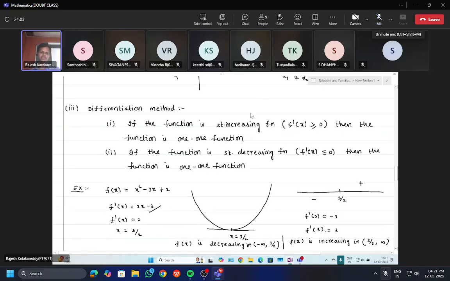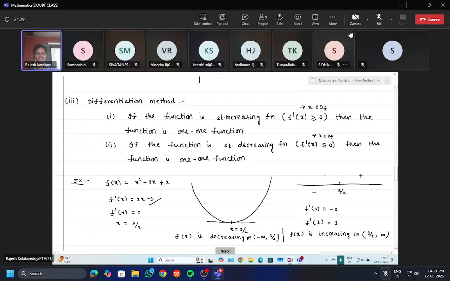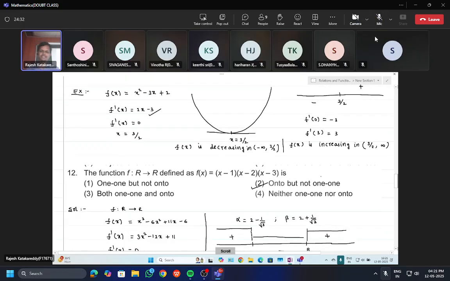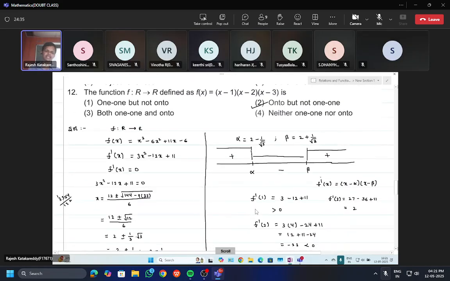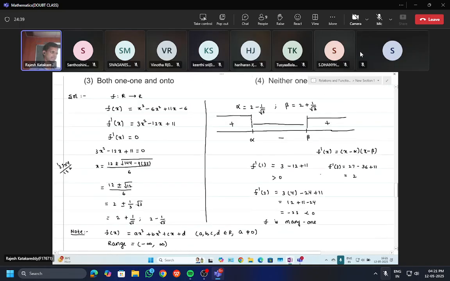You can see the definition on my screen. We are using the differentiation method. If the function is strictly increasing, like if f dash of x is greater than or equal to 0 for all x belonging to the domain of the function, then it is 1-1. At the same time, if it is not greater than 0, then it should be less than 0 for all x belonging to the domain of the function, then it is 1-1. Clearly I can see that here the given function is not always greater than or always less than. Using the differentiation method I can say that the function is entirely not increasing or entirely not decreasing in the domain, therefore it is a many-one function.